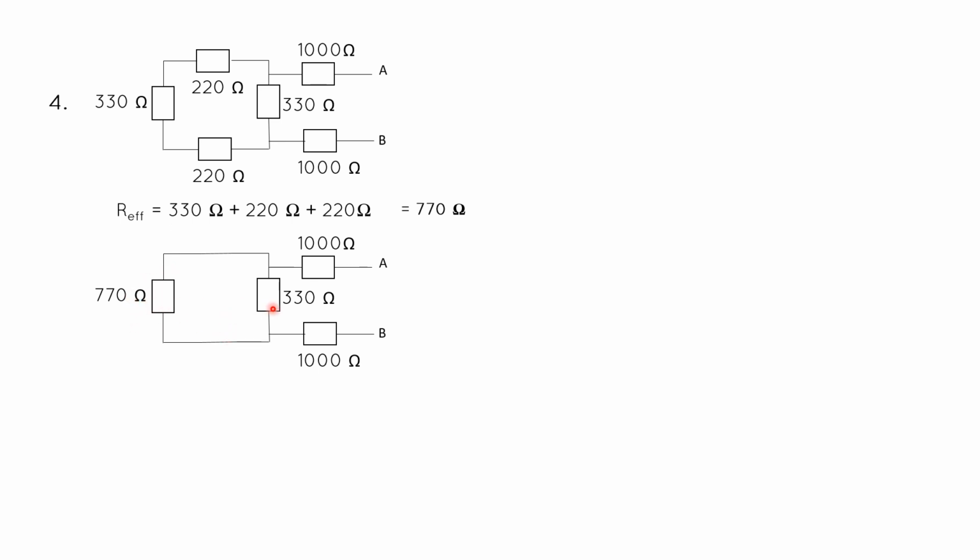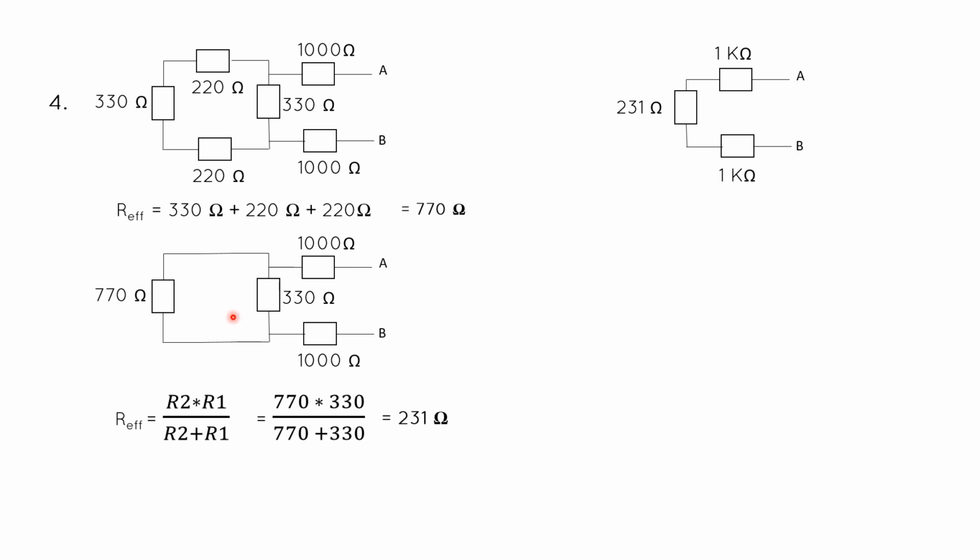in parallel with 330 ohms. So we solve that. R2 R1 over R2 plus R1 gives us 770 times 330 divided by 770 plus 330, and we have our answer to be 231 ohms. We simplify them to one resistor, and we have 231 ohms in series with 1 kilo ohm and 1 kilo ohm. So we sum that up and we get our effective resistance AB to be 2231.